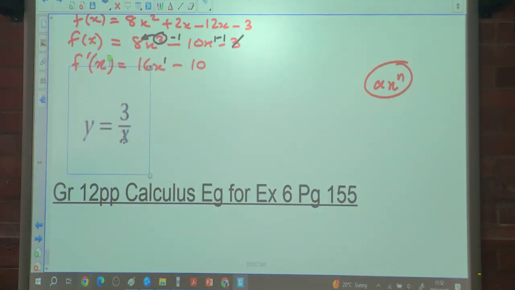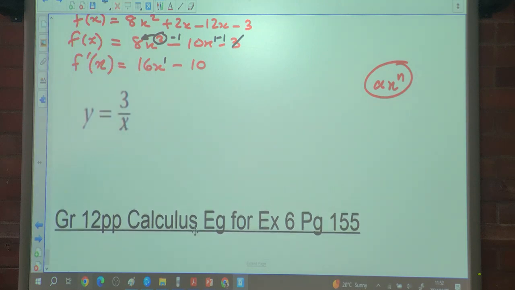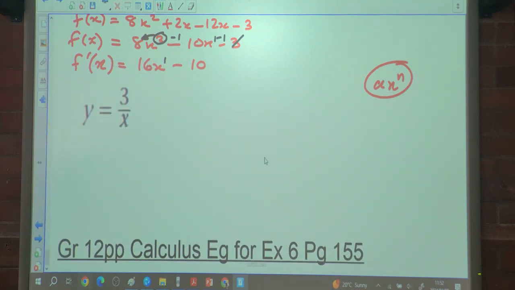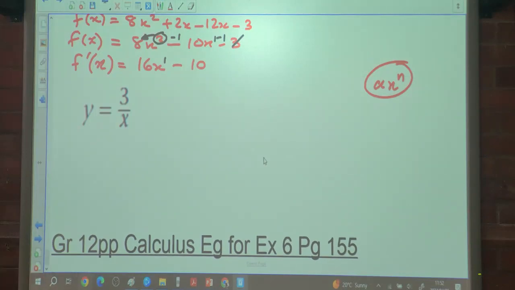y is equal to 3 over x. Is that in the form of ax to the exponent n? No. So what do we have to do first? Get it in that form. Bring the denominator up. What do we get? y is equal to? Alright. Now you apply the derivative on that expression.